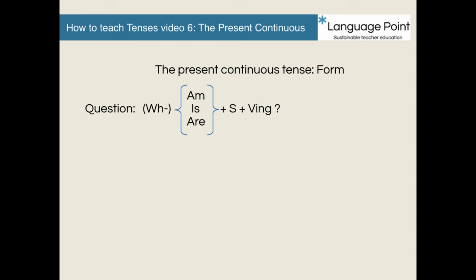And in open questions, where the subject is what we're asking about in the question, we use that WH word, the who, what, where, when question word, followed by the auxiliary, subject, verb. So, why are you singing, for example? Or, where is he working?